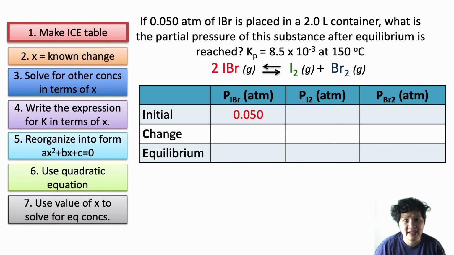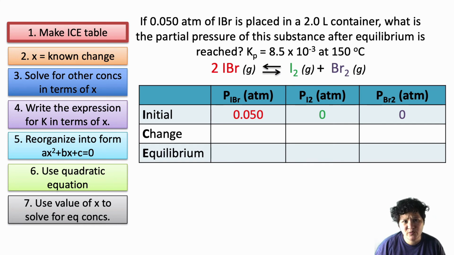In step 1, we're going to make an ICE table, and you can see that we have one reactant. So we have a pressure for iodine bromide that's 0.05 atmospheres. We also need to find a pressure for iodine gas in atmospheres and one for bromine gas in atmospheres, but since the problem didn't say we added any of those, the pressures will start at 0.